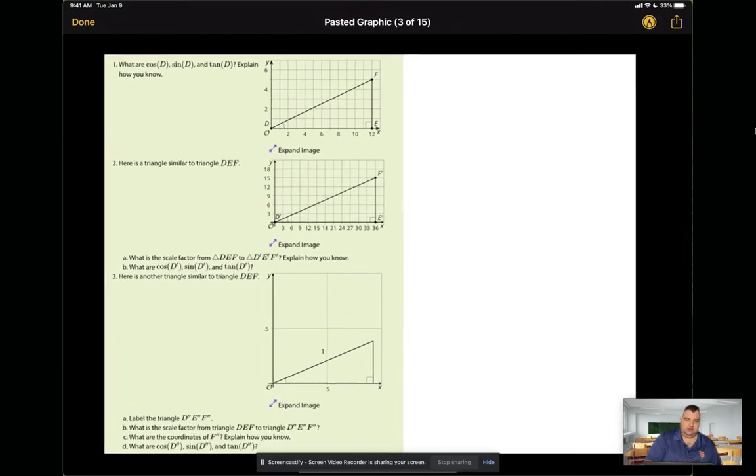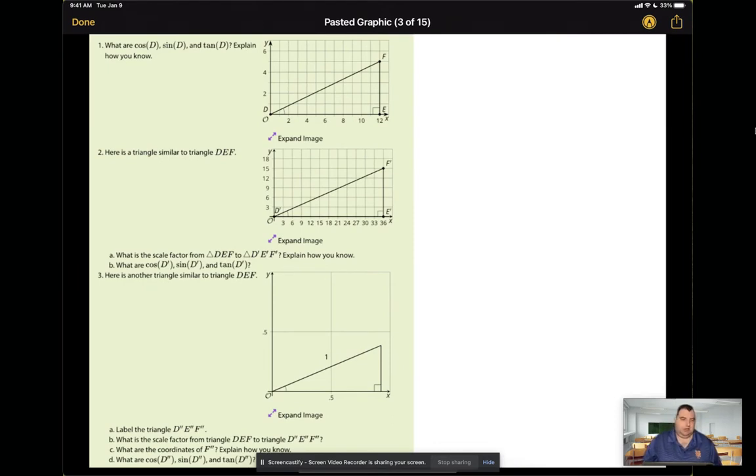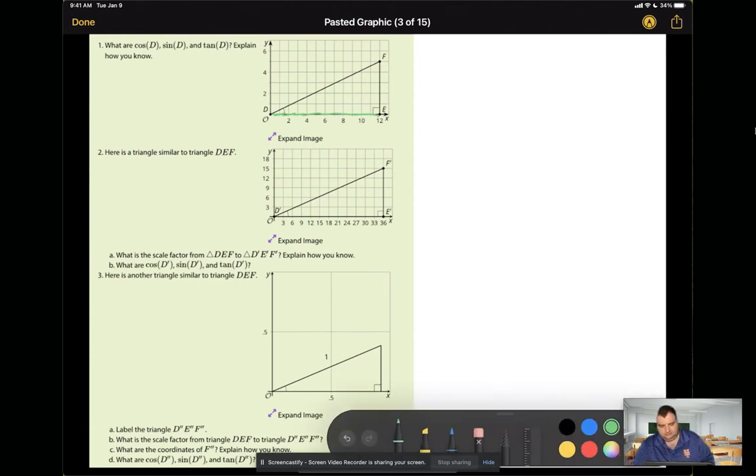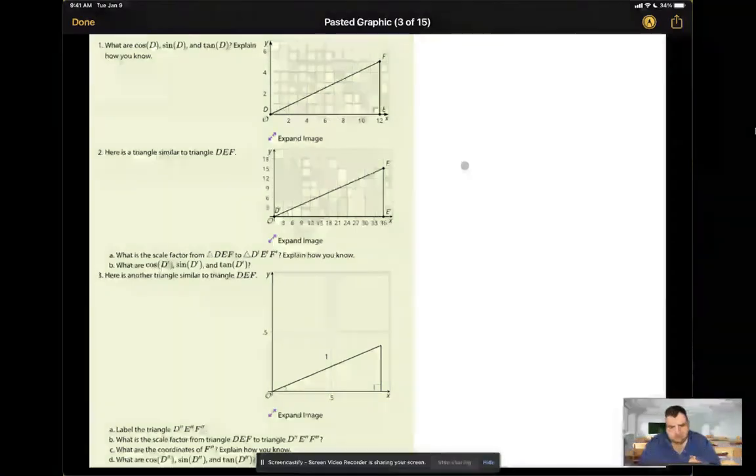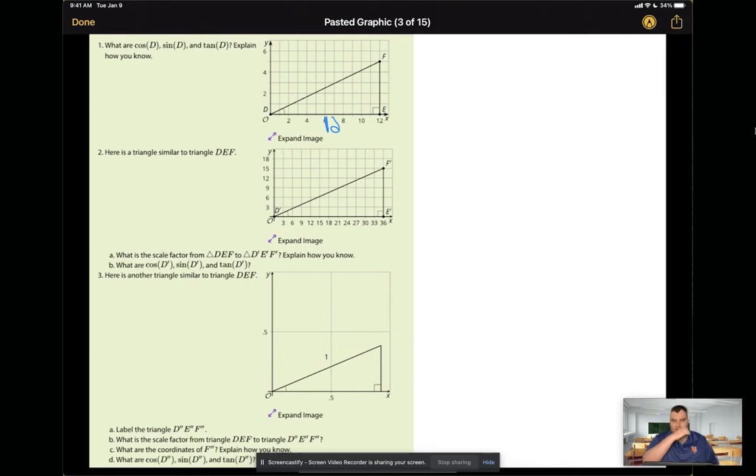Okay, so here we have a triangle. What are cosine D, sine D, and tangent D? Explain how you know. First thing we're going to do is figure out the lengths of the sides of this triangle. So to figure out this side right here, all I need to do is count. So if I count, I have 1, 2, 3, 4, 5, 6, 7, 8, 9, 10, 11, 12. So this side has a length of 12.